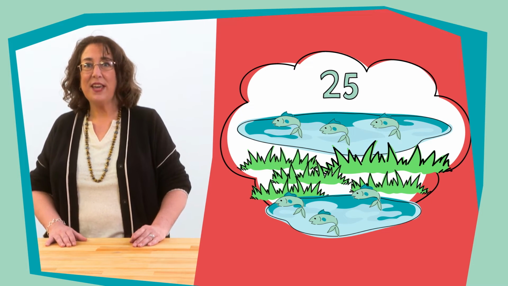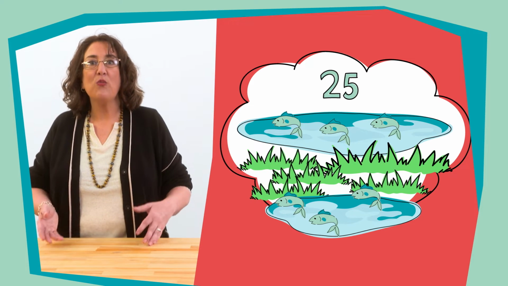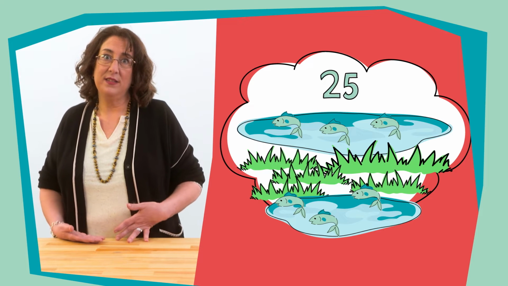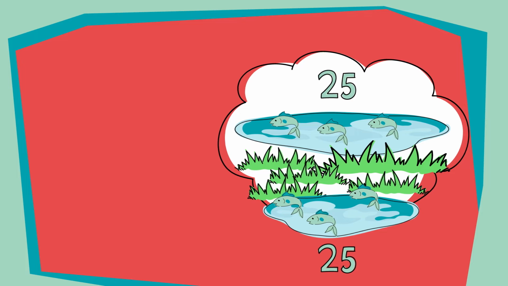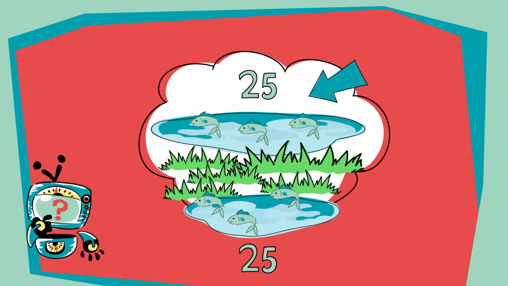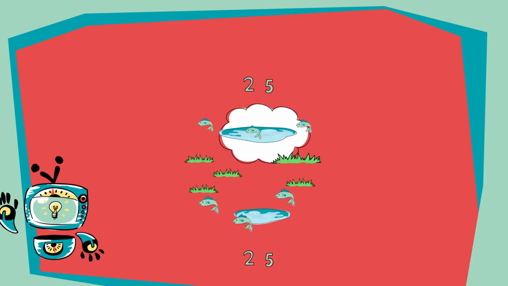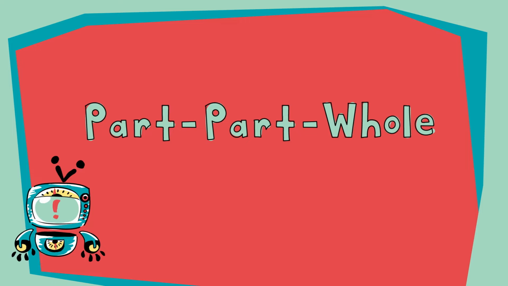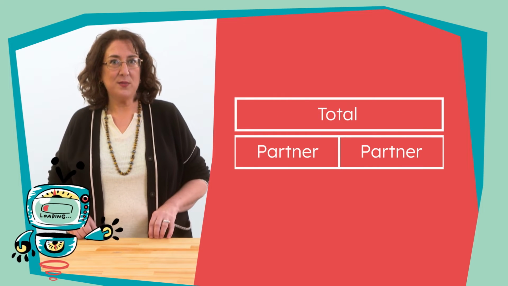Yes, that's right. I heard you say we know how many fish are in the group that were left in the pond. 25 fish are left behind in the pond. So these 25 fish are a part of the original group. And these 25 fish are a part of the original group too. That sounds to me like a part-part whole relationship, doesn't it? One where the total is made up of its parts.